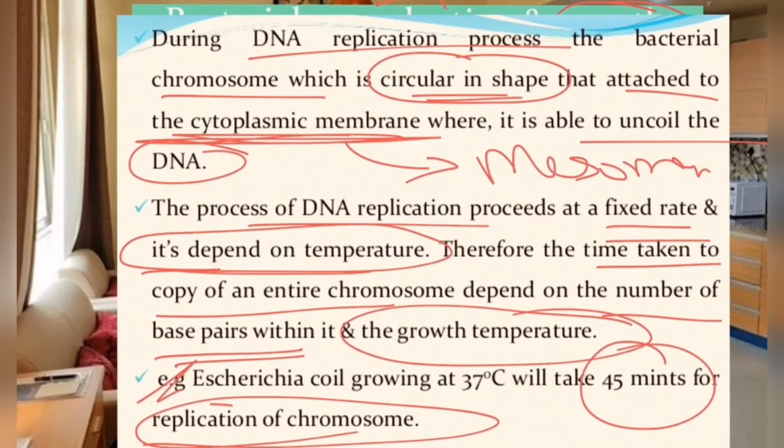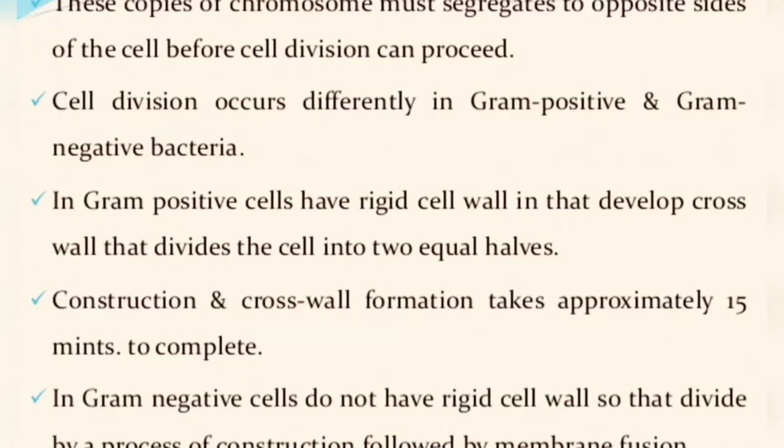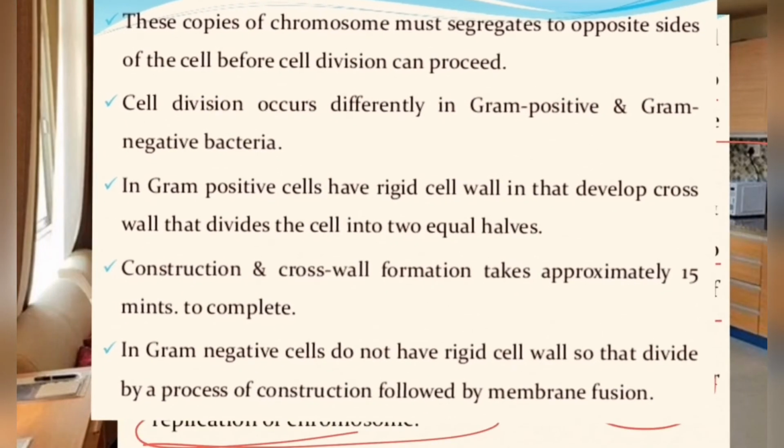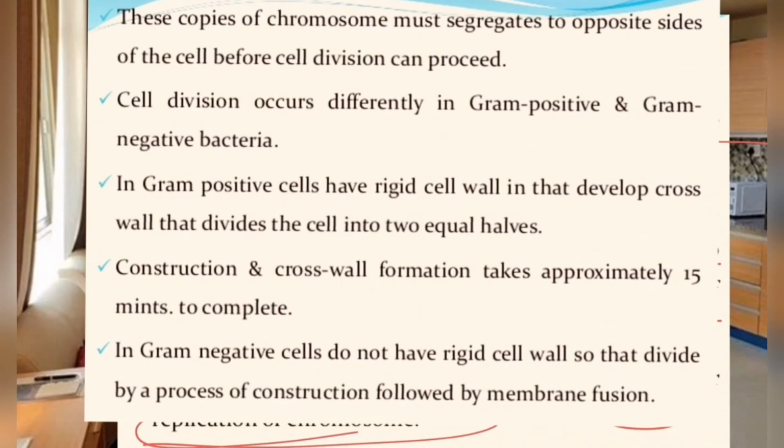So it is not only nutrients and the number of chromosome replications, it also depends upon the growth temperature during that cycle. Many important things are needed for DNA replication in bacterial cells, and also in eukaryotic cells, as you already noted down. Everywhere temperature plays a major role. The copies of the chromosomes must be segregated to opposite sides.